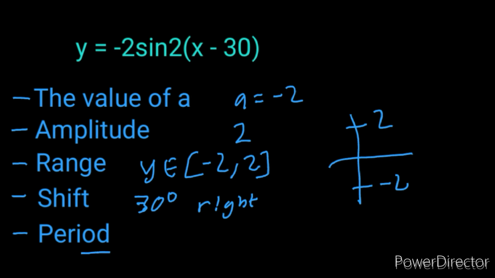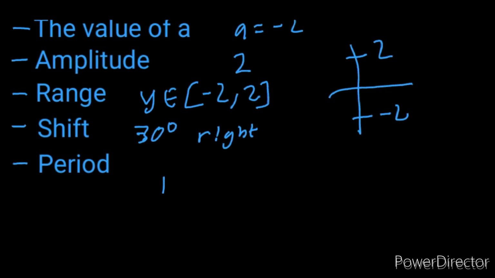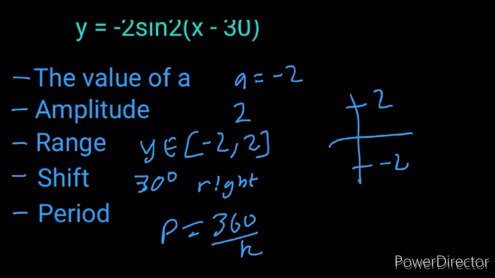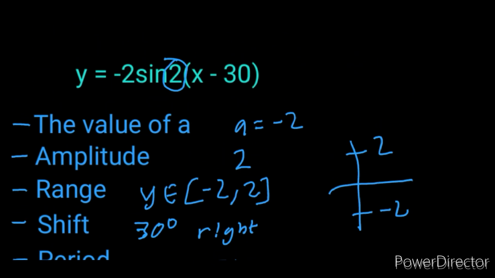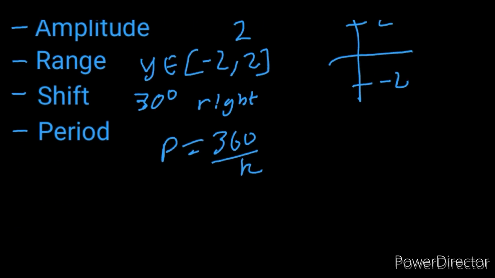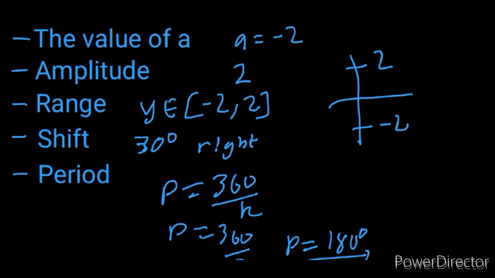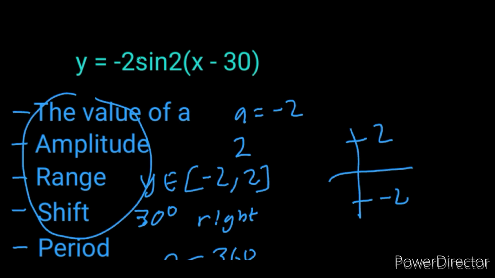Now let's talk about the period. This part is very important. So how do we get the period? We know that the period is equal to 360 over k. That is for sine and for cos. But for tan, the period is equal to 180 over k. Because we're dealing with the sine graph, it's 360 over k. So let's find out the value of k. The value of k is 2. So the period is going to be 360 over 2, meaning that the period is 180 degrees. So we have found the period. And there we have it. We have answered all these questions pertaining to this equation.